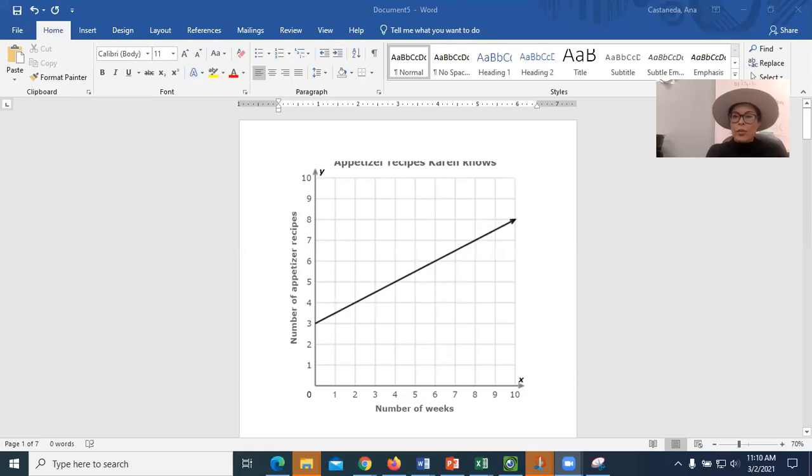So what we're going to do first is find the slope, the rate of change. Those are going to be the first 4 questions on your test. So to do this, here's what you need to do.